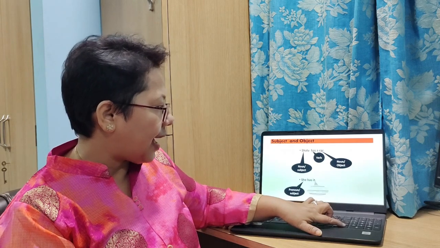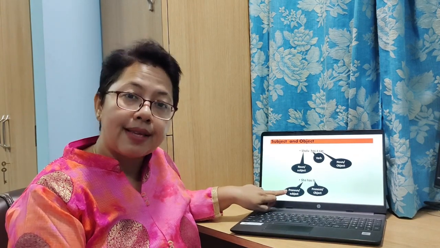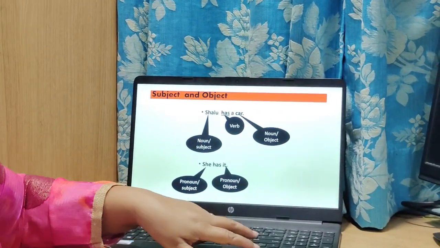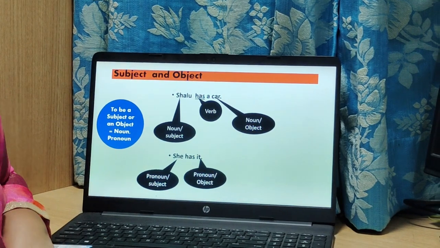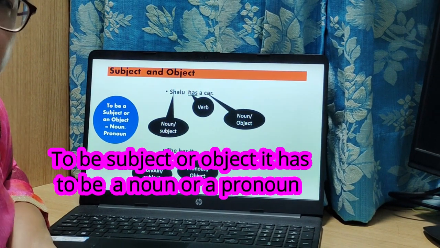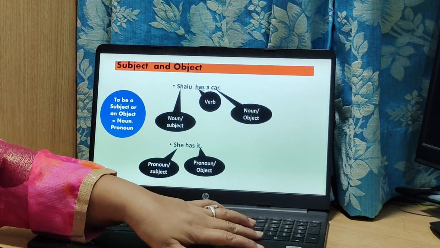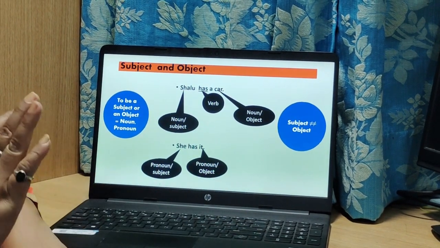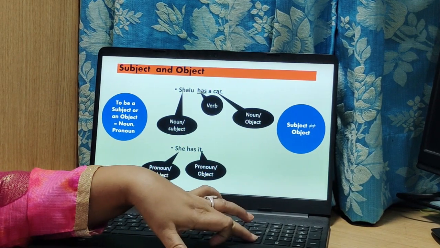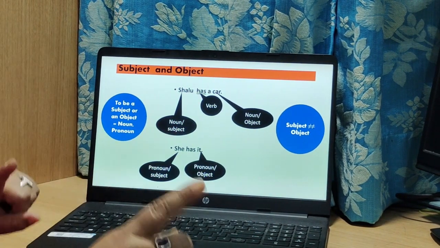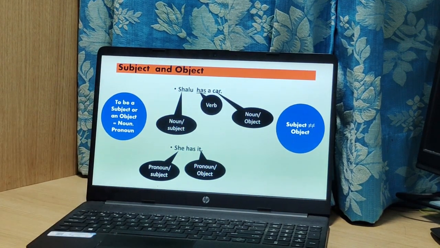From your earlier lessons in grammar, you know that she, it, these are pronouns. Hence, we realize that this pronoun can also be the subject of a sentence. This other one is not the subject, it's the object of the sentence. So what I'm trying to tell you is that to be a subject or an object, it has to be a noun or a pronoun. Very important to remember that it has to be a noun or a pronoun. Also we need to remember that the subject is not equal to the object, and both things, subject and object, are not equal to each other.